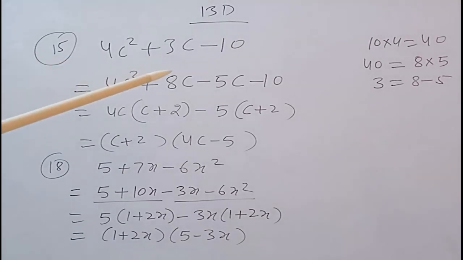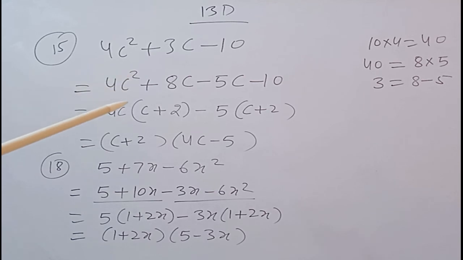Now make the two pairs. In the first pair we have 4c common. Inside the bracket we get c plus 2. In the second pair we have minus 5 common, so take minus 5 common. Inside the bracket we get c plus 2. Now c plus 2 is common in both terms. So take c plus 2 common outside, and we have 4c minus 5. So in that manner you will do question number 15.